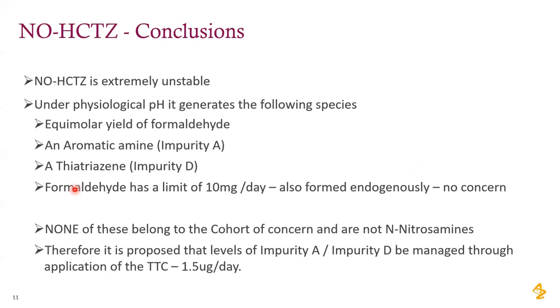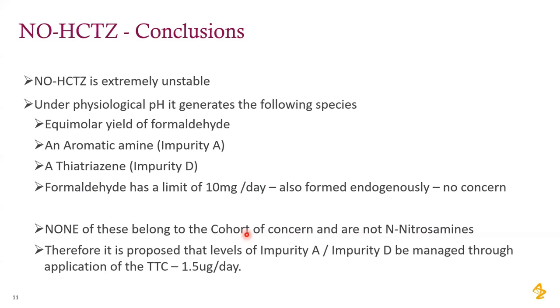Well, nitroso hydrochlorothiazide is extremely unstable, and at physiological pH, it generates the species I've described: an equimolar amount of formaldehyde, an aromatic amine, and a thiotrizine. Formaldehyde has a limit from a safety point of view, listed within ICH M7 of 10 mg a day. From the nitrosamine, it may form at a few hundred nanograms. There's no way you can generate anything like the level of formaldehyde that would be of concern. More importantly than anything, none of these belong to the cohort of concern, and they're not nitrosamines.